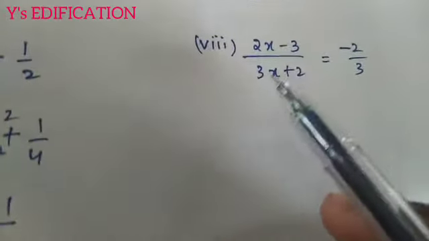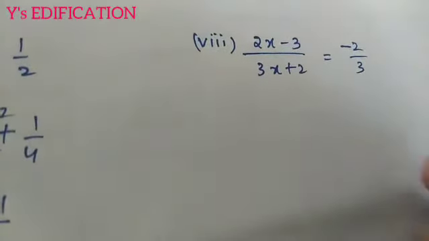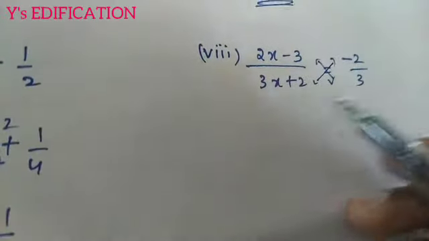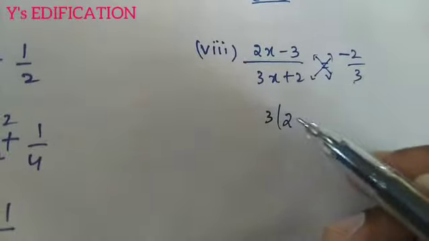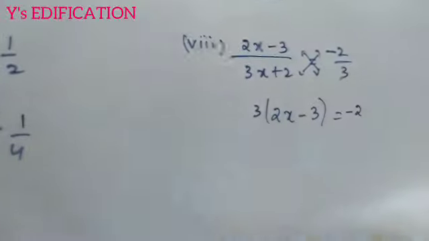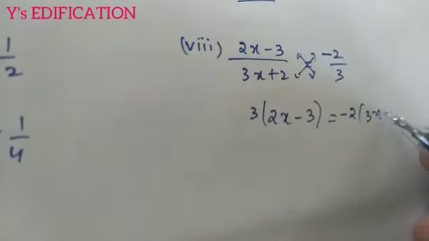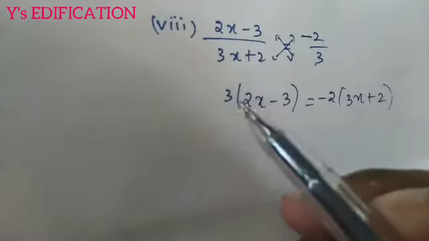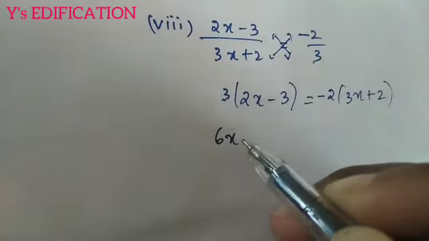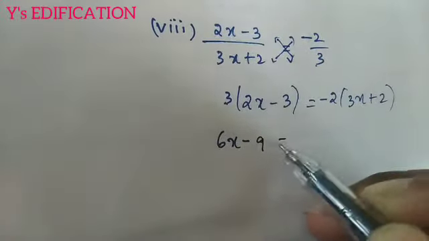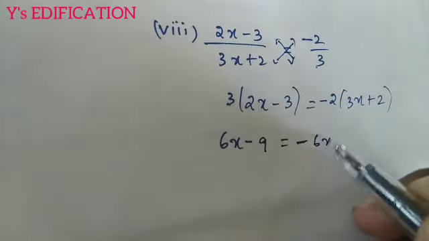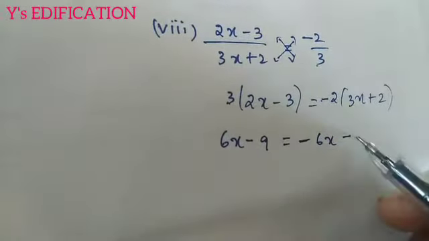Next one. 2x minus 3 by 3x plus 2 is equal to minus 2 by 3. Okay. Now for this one, let us do the cross multiplication. Okay. We will do the cross multiplication. That means 3 into 2x minus 3 is equal to minus 2 into 3x plus 2. Okay. So multiply this 3 with this number. 3 into 2x is 6x minus 3 into 3 is 9 is equal to 2 into 3 is 6. So it is minus 6x. Minus into plus is minus 2 into 2 is 4.